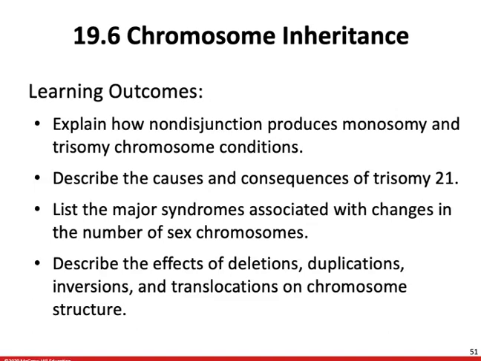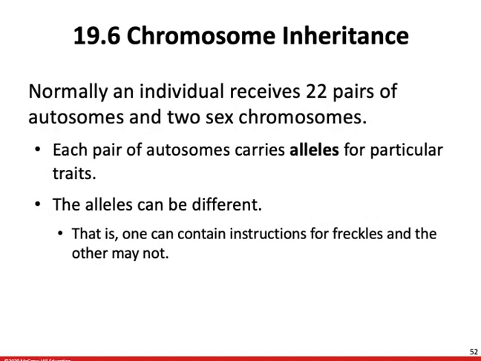All right, in this last section, we want to go over chromosomal inheritance. Normally an individual is going to receive 22 pairs of autosomes and 2 sex chromosomes. Each pair of autosomes is going to carry alleles for particular traits. Those alleles could be different.